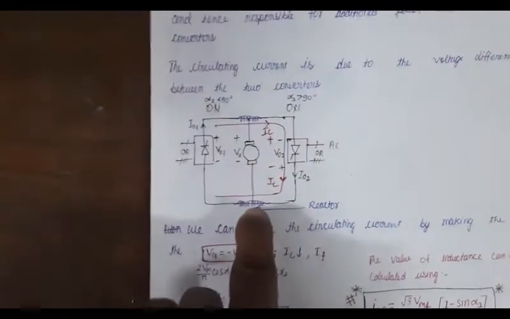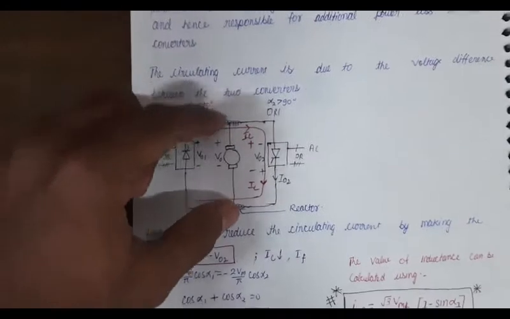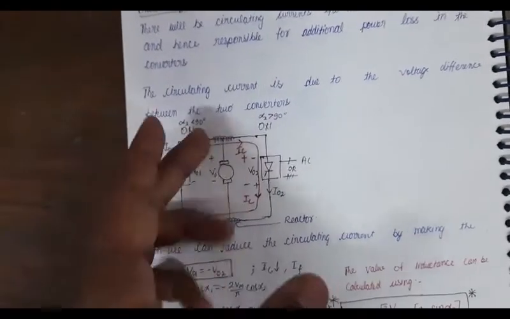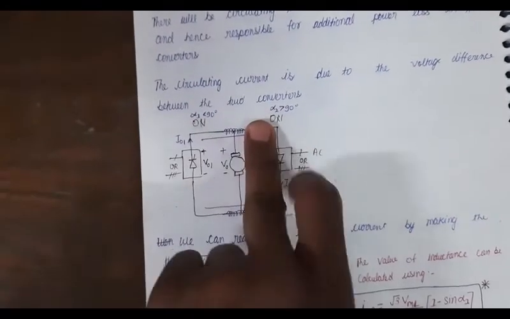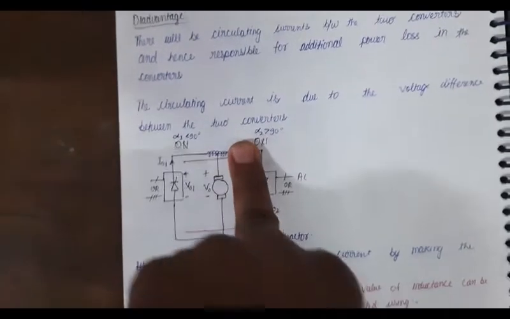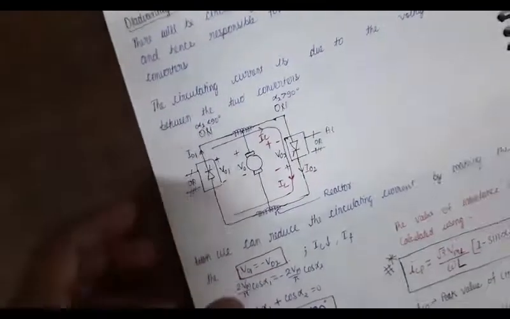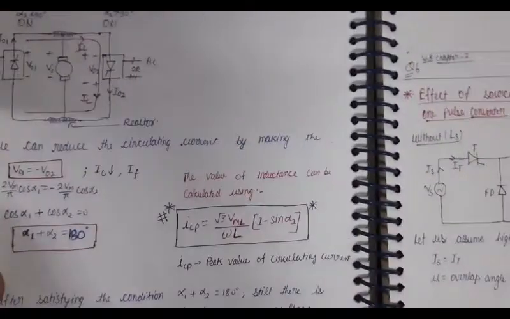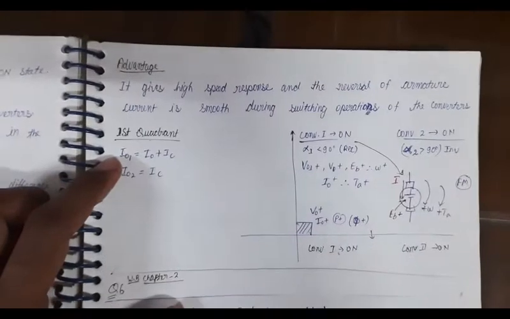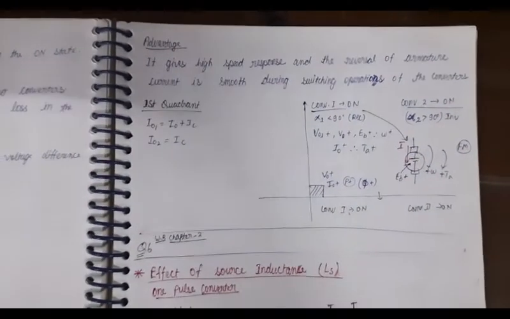So here we can see that to minimize the circulating current, the reactors are added, and this reactor can be divided also. In the left half side we write Ly2 and right hand side we write Ly2. This you must have studied in your syllabus, and you can also find it in the book. So what is the advantage? It gives high speed response and the reversal of armature current is smooth during switching operations of the converter.